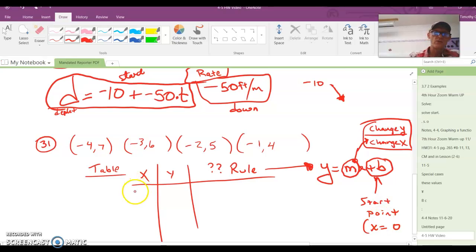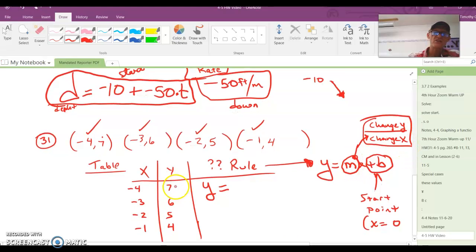Okay? So if I go and fill in this table, I go negative 4, negative 3, negative 2, negative 1. Those are all my x values. And then the y values will be 7, 6, 5, and 4. Now we've got to think of a rule, so it's y equals. Now, what is the change in y over the change in x? Well, the change in y we see is minus 1. So that's how y is changing. And then let's look at how x is changing. That's plus 1.